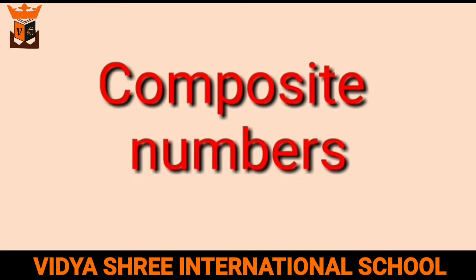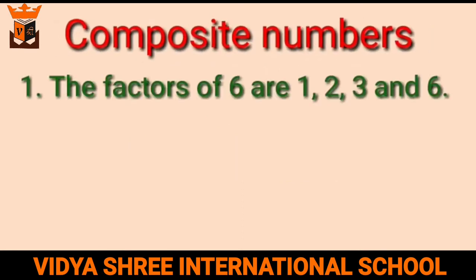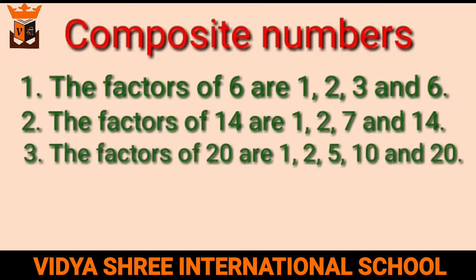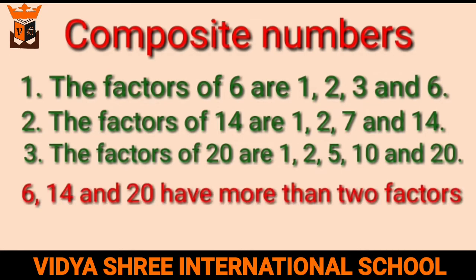Now, to understand the composite number, let us take the examples. The factors of 6 are 1, 2, 3 and 6. The factors of 14 are 1, 2, 7 and 14. The factors of 20 are 1, 2, 5, 10, 20. All the numbers 6, 14 and 20 have more than two factors.